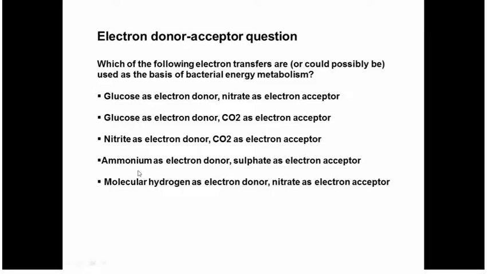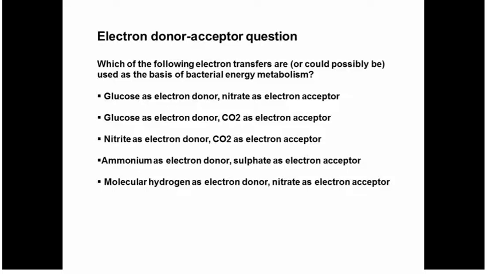Okay, how about this one? Ammonium as an electron donor, sulfate as an electron acceptor. Who says yes? Who says no? A few people. Yeah, the no's are right. Because you just have to remember who's the best electron acceptor here: oxygen, nitrate, sulfate, then carbon dioxide.